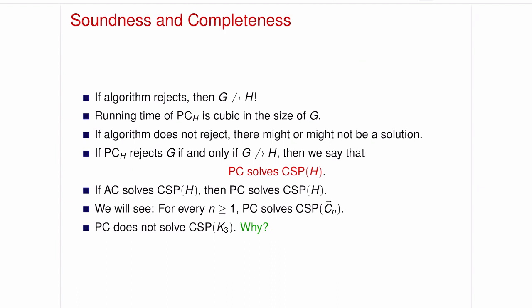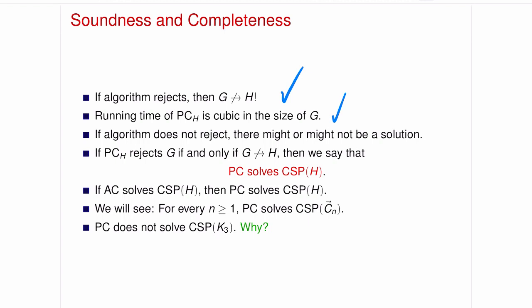So let's summarize what we've just seen about the path consistency procedure. If this algorithm says no, if it rejects, then we can be sure that there's no homomorphism from G to H. What's also clear is that the running time of this procedure is polynomial. This is because there's only a quadratic number of pairs that can be removed from each list. And actually, if the graph H is fixed, it's only a constant number of pairs of values that can be removed for each list. We have quadratically many lists. So altogether, it can be bounded by n to the 3, if you implement it cleverly.